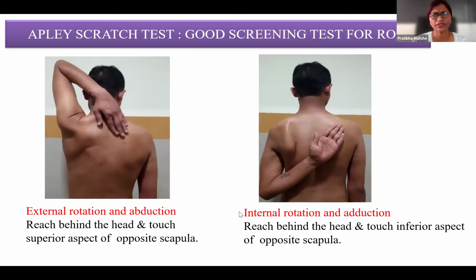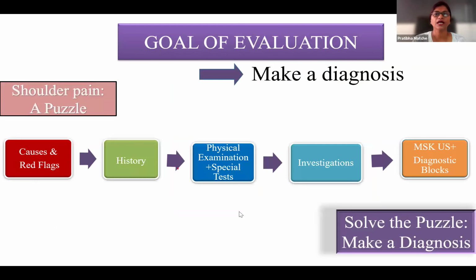Ask the patient, this is one of the simple tests. If you want to look for the range of movements, you just ask each and every patient to perform the Apley scratch test. Ask the patient to reach behind the head and touch the upper aspect of the opposite scapula. This will give you an idea about his external rotation and abduction. And ask him to reach behind the back and touch the lower aspect of the opposite scapula. This will help you to see his internal rotation and adduction.